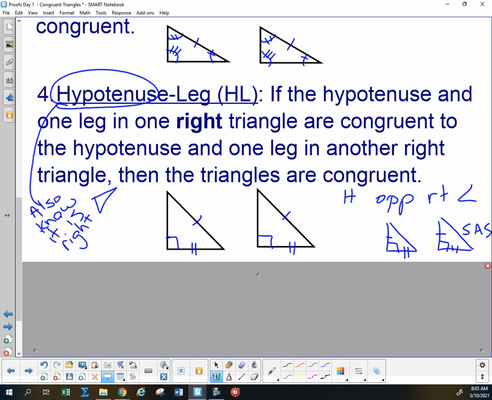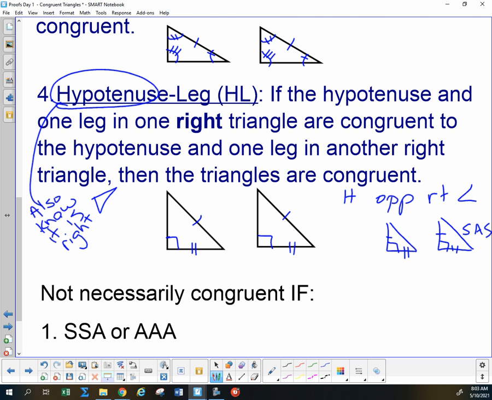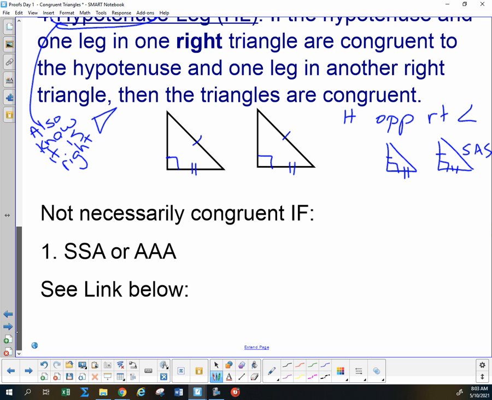If it is important for you guys to make note, SSA does not make them congruent triangles. If we know two sides and one angle, but the angle is not between them, that's not enough to be congruent. And AAA is not enough.